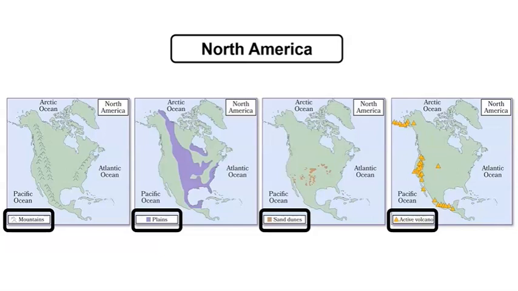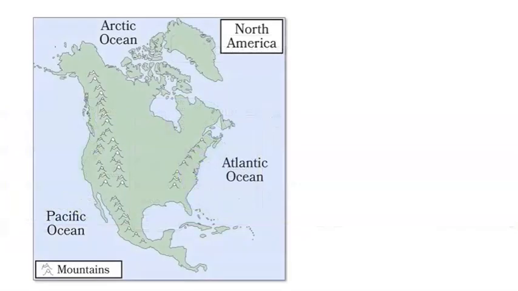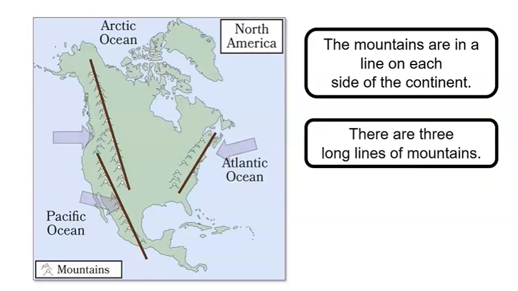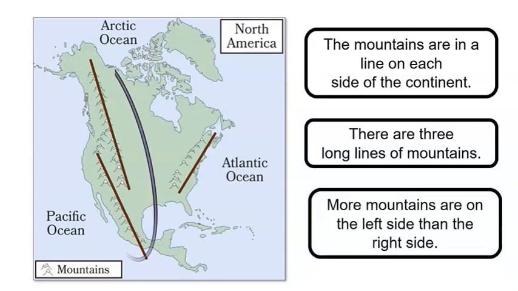Let's start with mountains. Here is the symbol that shows mountains on the map. What do you notice about this map? Where do you see mountains in North America? Can you point to them on the screen? I notice that the mountains are in a line on each side of the continent, and there are three long lines of mountains. I also notice that there are more mountains on the left side than on the right side of North America. I wonder why.